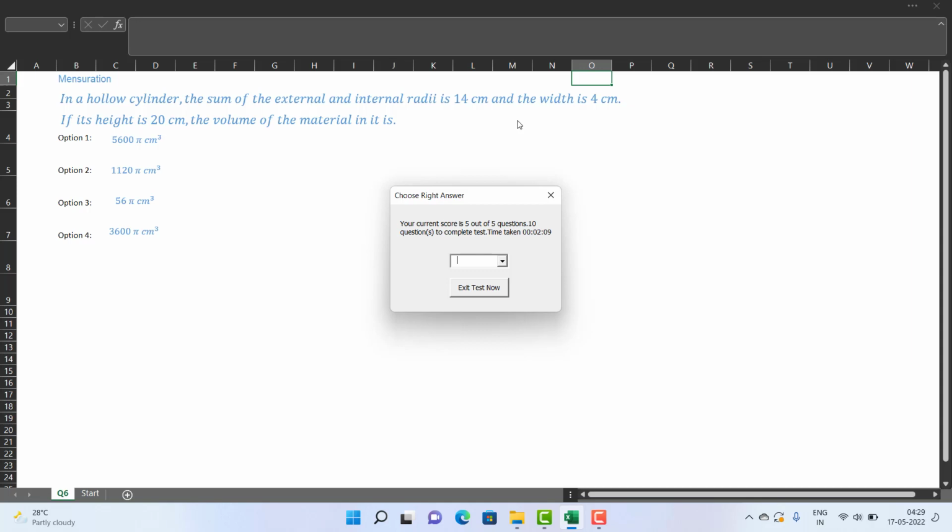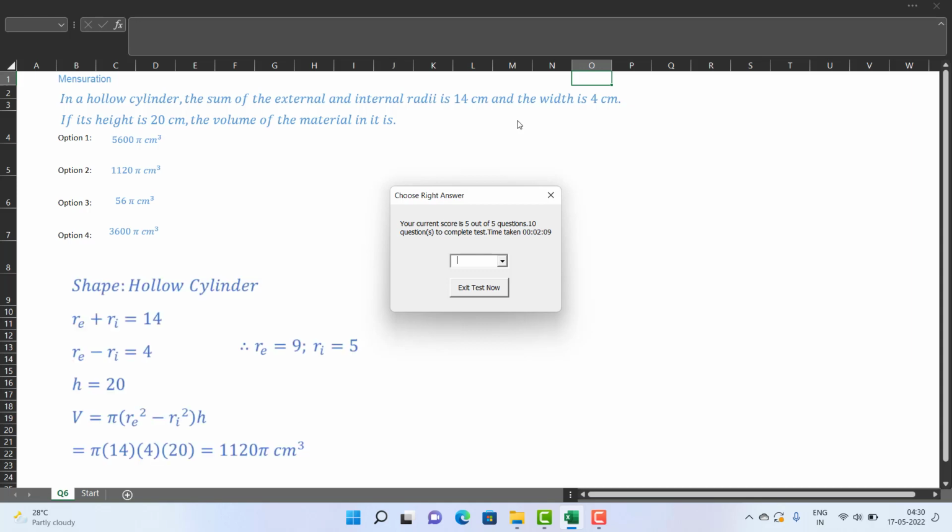We know the formula for volume is pi into Ro squared minus Ri squared into h. What is Ro squared minus Ri squared? That is Ro plus Ri into Ro minus Ri. That is pi into 14 into 4 into 20, 1120 pi centimeter cube is the answer. That is option 2 is the correct answer.